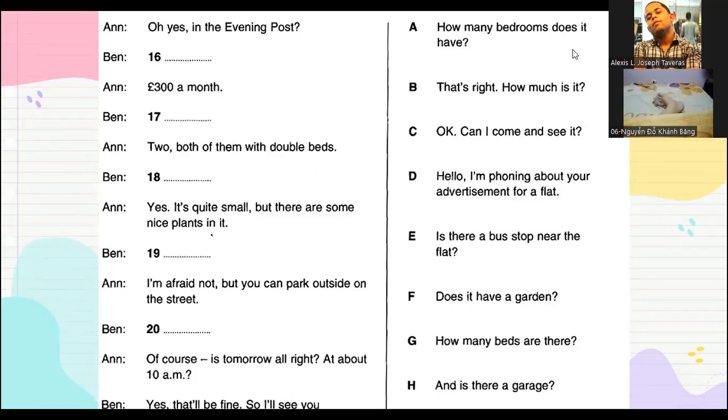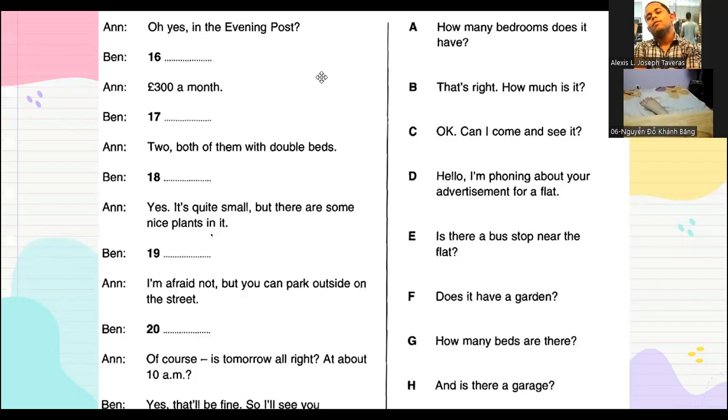That's right. How much is it? Okay. 300 pounds a month. 17. How many beds are there? Two, both of them with double beds. Okay.